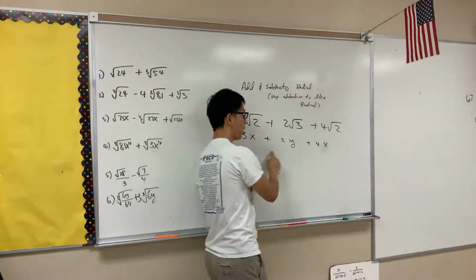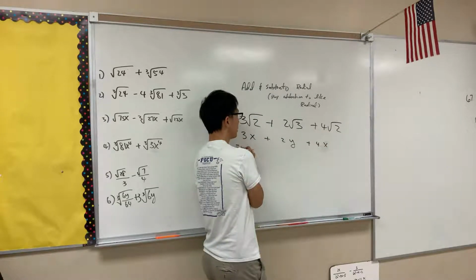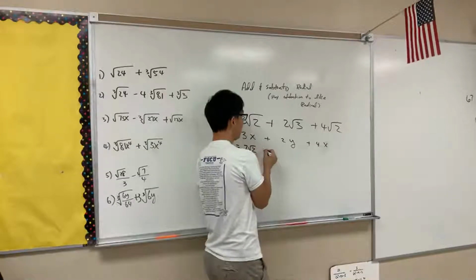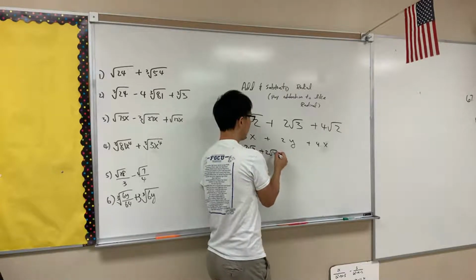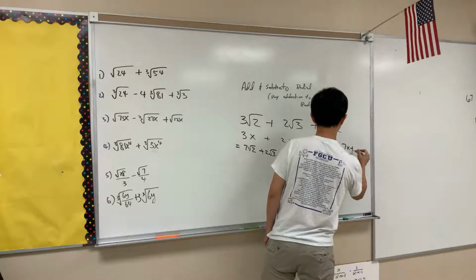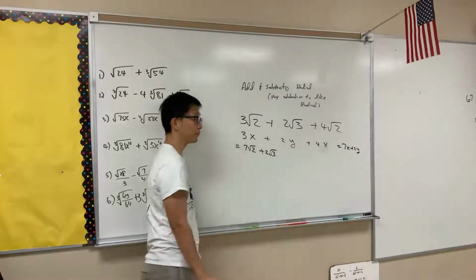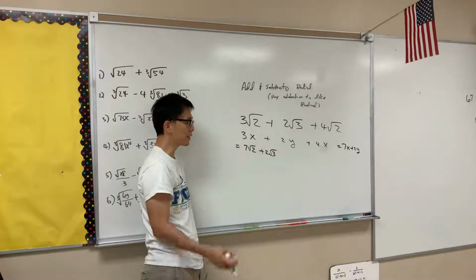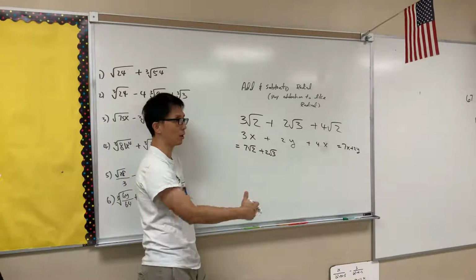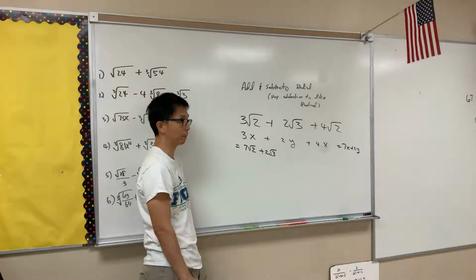But those two, square root of 2 and 4 square root of 2, you can add together. So that's going to be 7 square root of 2 plus 2 square root of 3, just like this one is going to be 7x plus 2y. So 7x plus 2y. That's the answer, because you cannot simplify anymore.